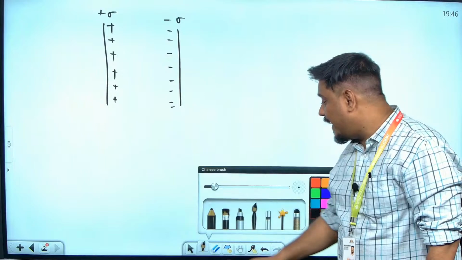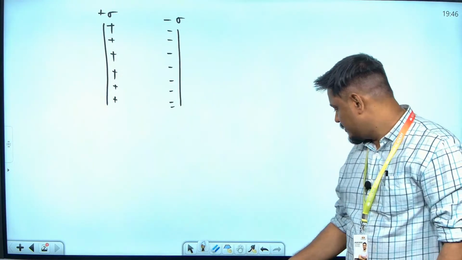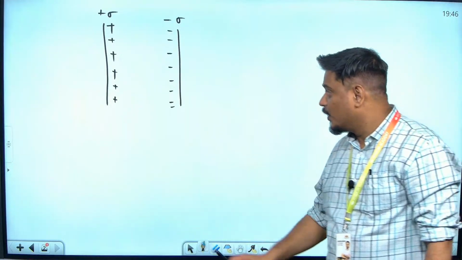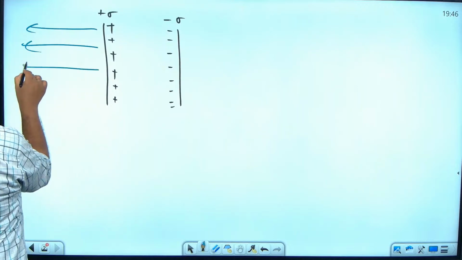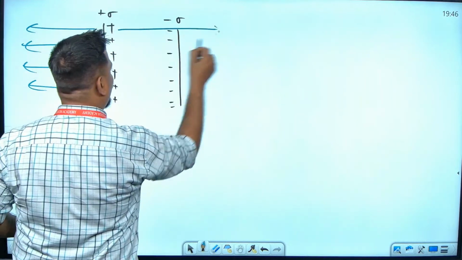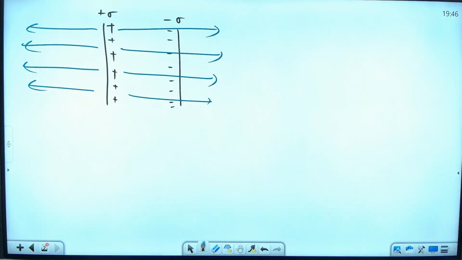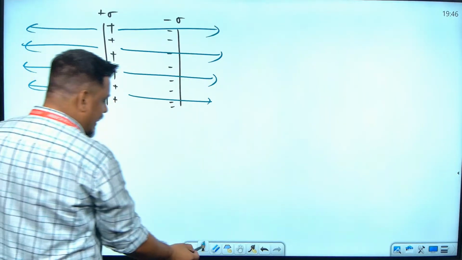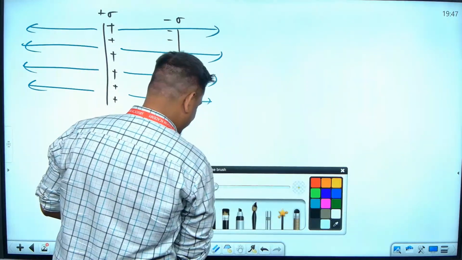Let me draw the electric field produced by them. Lightest shade I will try to draw, should be visible to them also. So positive means it will be going away from it. Am I right? I hope you are accepting the direction of electric field by the positive charge plate. Same way, any problem? No, sir, I said yes, sir.